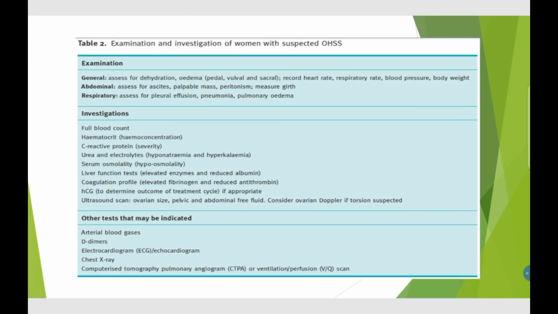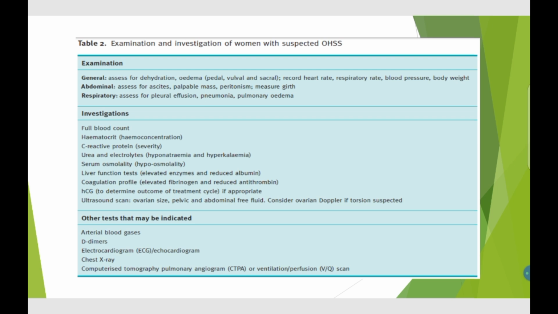This table shows how the patient with OHSS needs to be examined and investigated. So general examination should include assessment for dehydration and edema, that is pedal, vulval, sacral edema. We need to record the heart rate, respiratory rate, blood pressure, body weight, etc. We need to assess for ascites, palpable mass, peritonism, and measure the abdominal girth, and assess for pleural effusion, pneumonia, pulmonary edema. Investigations: full blood count, hematocrit we have discussed, C-reactive protein, electrolytes, and urea.